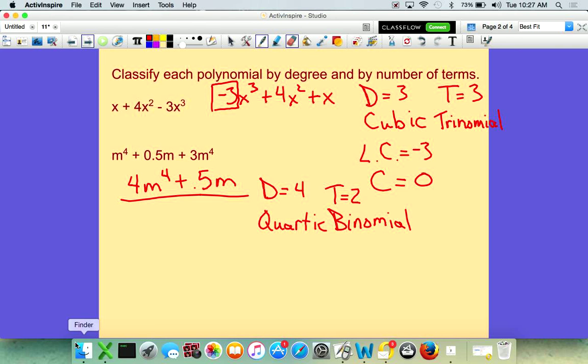It didn't matter if you're talking to somebody who knows their math, if you said, well, this is going to end up being a quartic binomial, they should know by that that this is going to be a degree of 4, and it's going to have 2 terms.